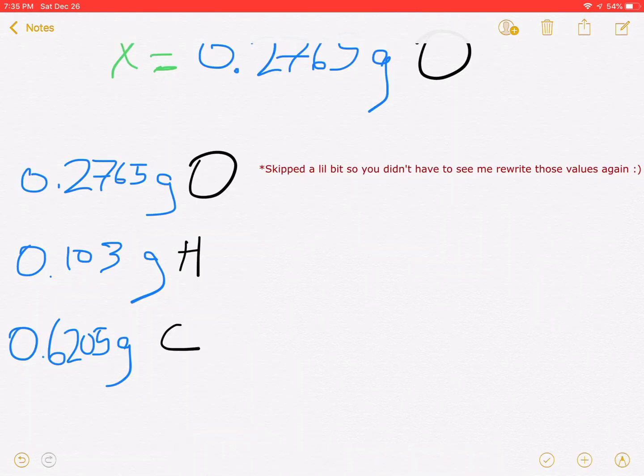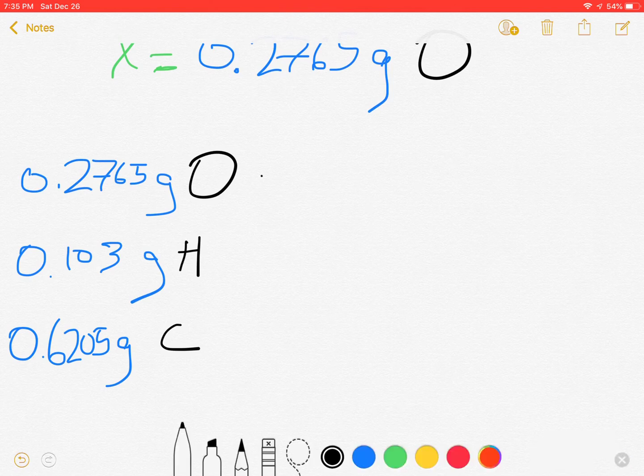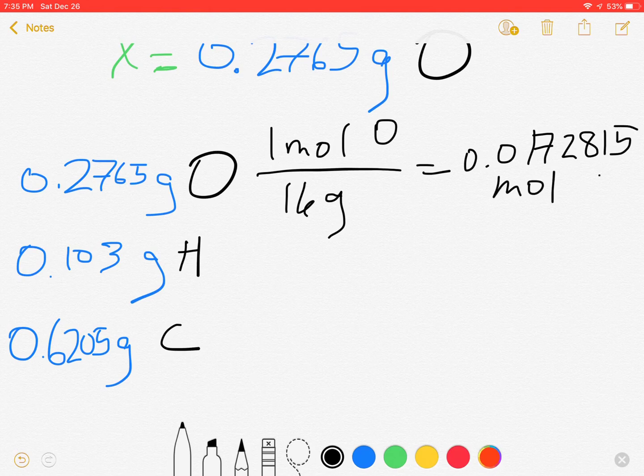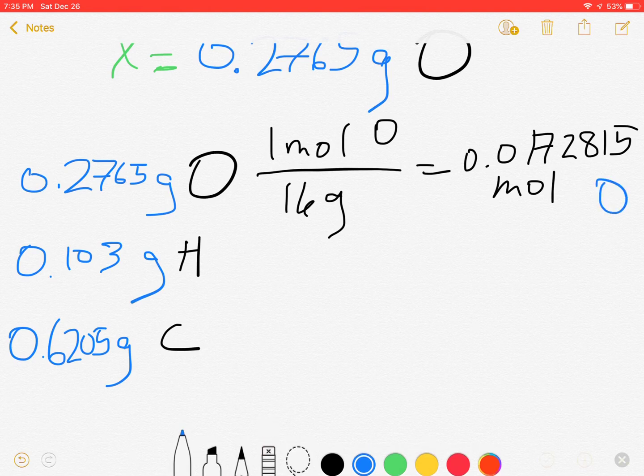Now we need to convert all of these values into moles of oxygen, moles of hydrogen, and moles of carbon. So let's go ahead and do that. So we go from grams of oxygen into 1 mole of oxygen, which has 16 grams inside of it. Now we can multiply this value, and what we will get is 0.0172815 moles of oxygen.